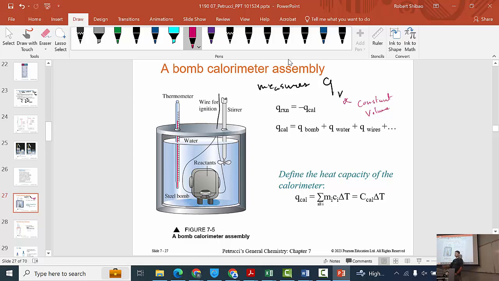The pressure is going to either increase or decrease depending on how much gas is formed or how much gas is consumed in the particular combustion reaction. Does that make sense? And so this is why we call it QV. It's QV because it's constant volume. And so we call this constant volume calorimetry.